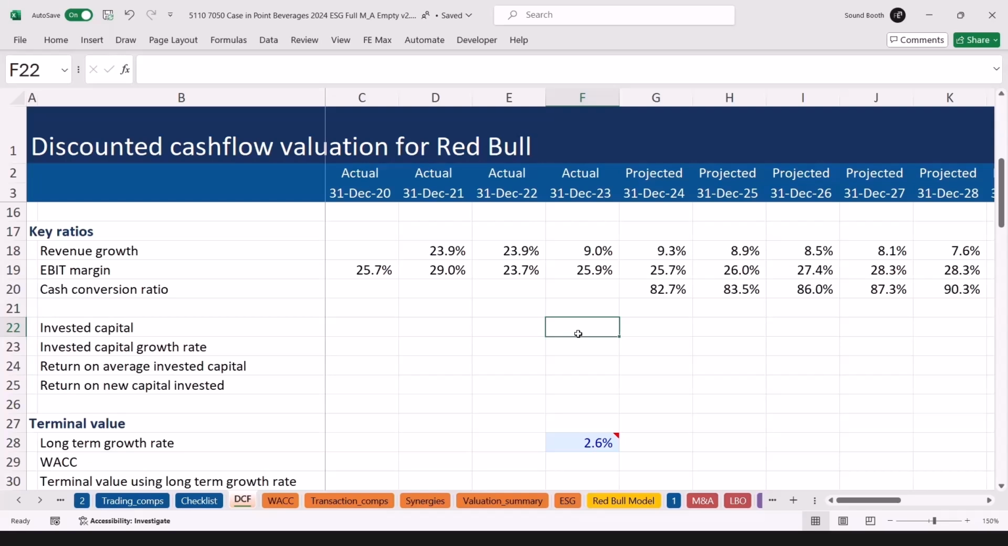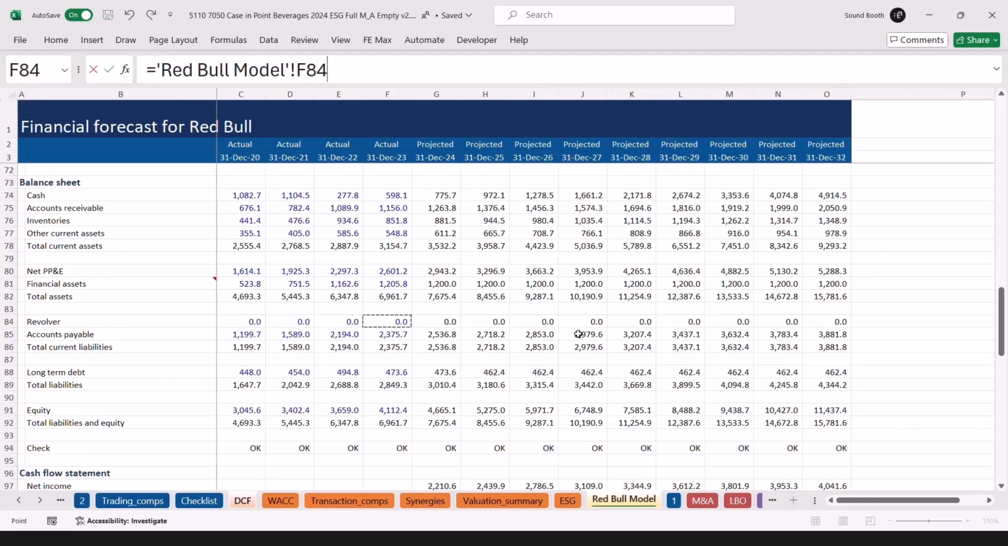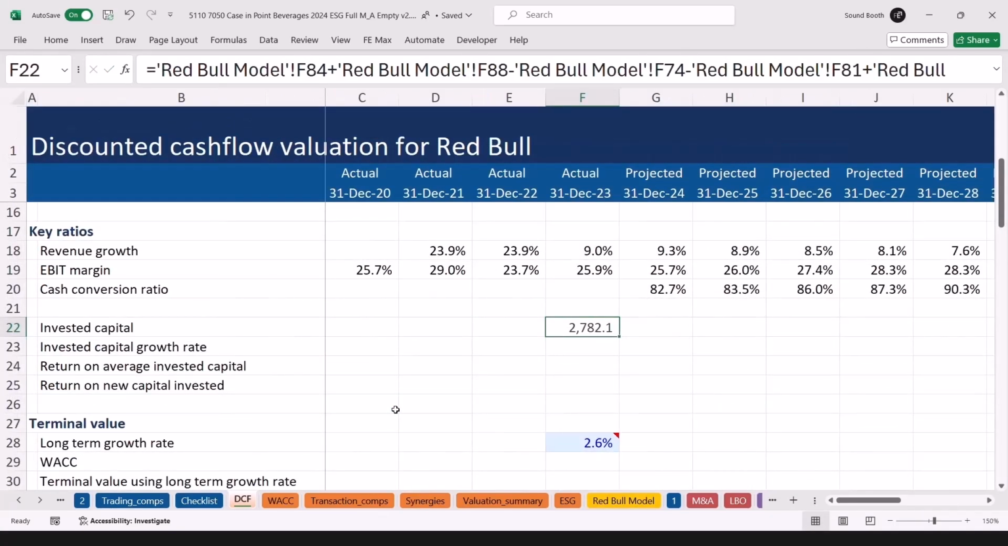We'll start by just calculating the invested capital. The easiest way of doing this is just looking at what investors have given the business, but this is using book values. So we'll take net debt plus shareholders' equity. I'll go to the balance sheet in the 2023 year on the Red Bull model. I'm going to take the revolver balance, add the long-term debt balance, and subtract cash. I should also subtract any financial assets too. And I'll add the shareholders' equity. That would be my invested capital balance.